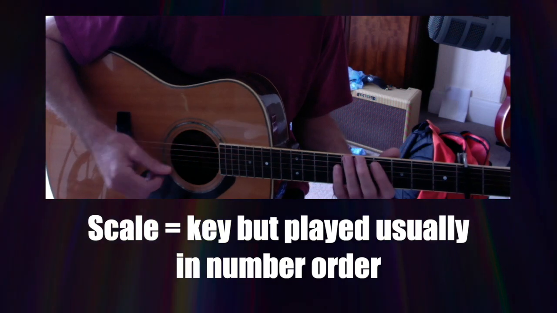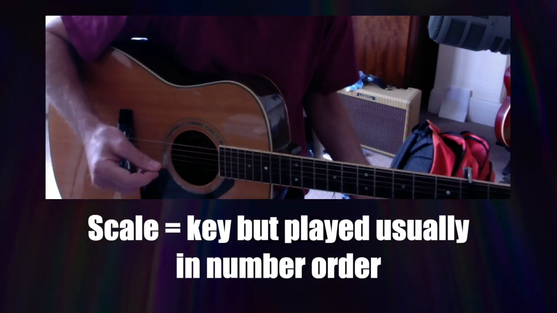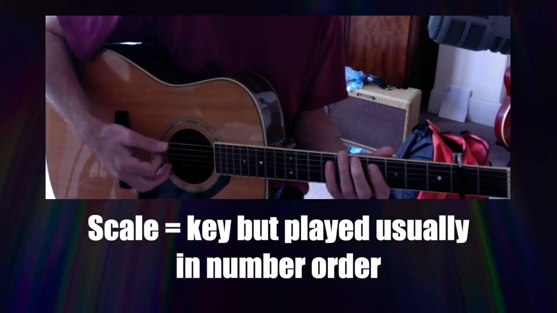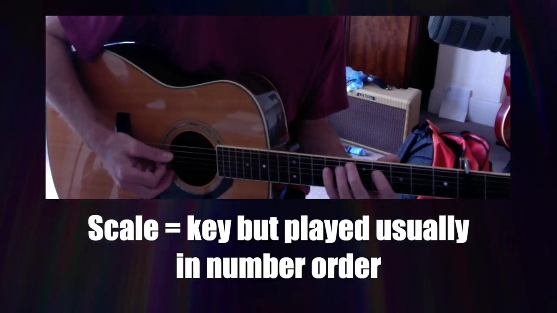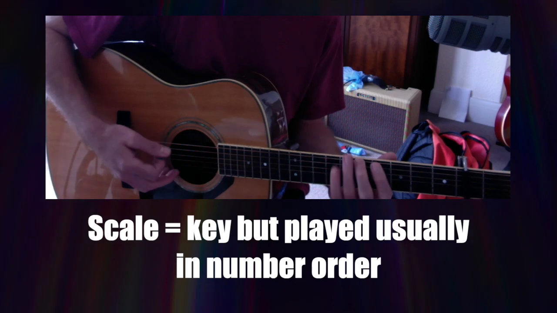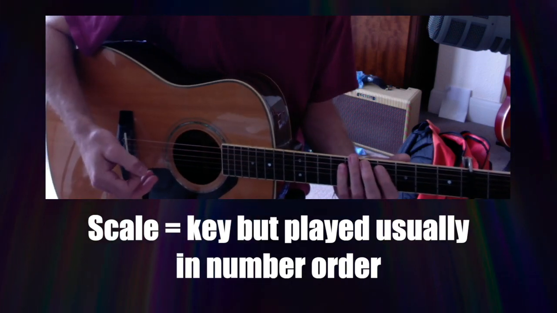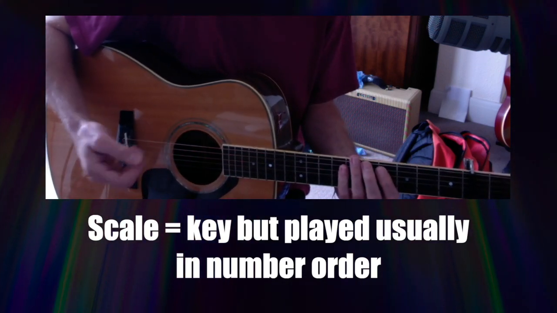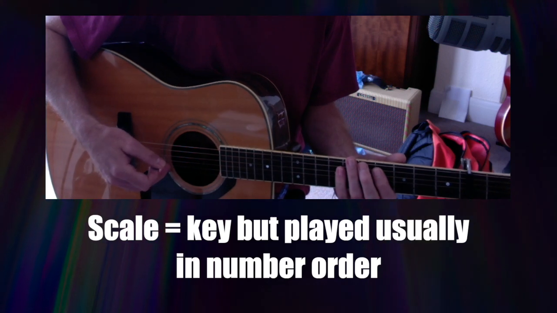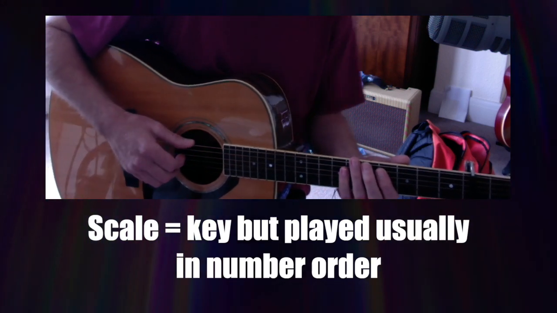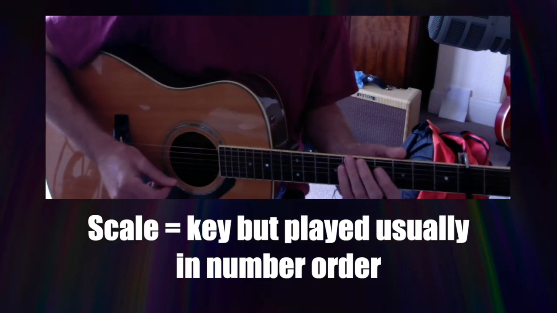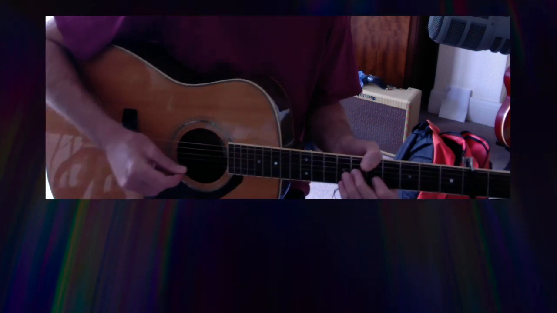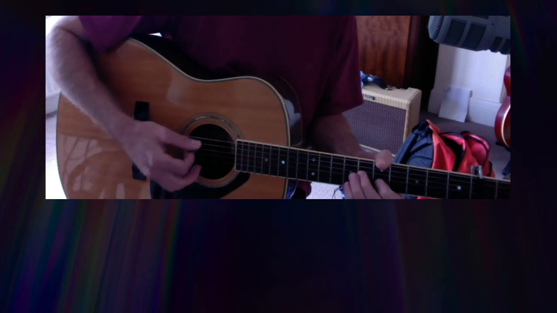In a scale, we normally play it, not even then always, but we normally play it in number order. 1, 2, 3, 4, 5, 6, 7, 8. Or back down. 8, 7, 6, 5, 4, 3, 2, 1. That is a key. A scale is a key, played in number order. A key is a scale, not necessarily played in number order. That's it. We can use both words to mean 99% the same thing.